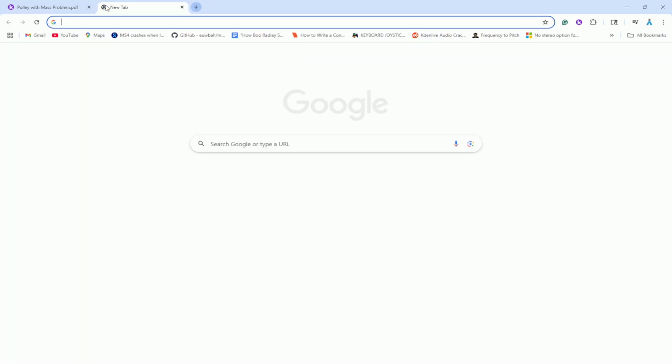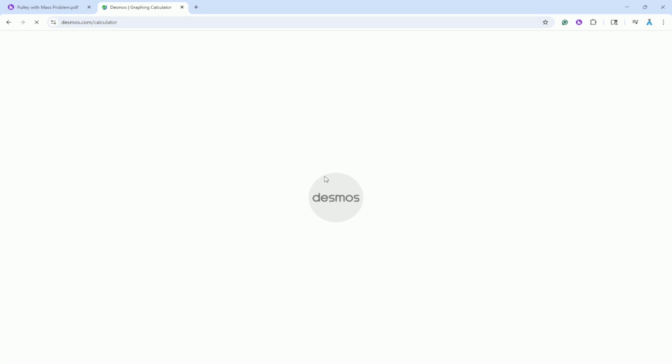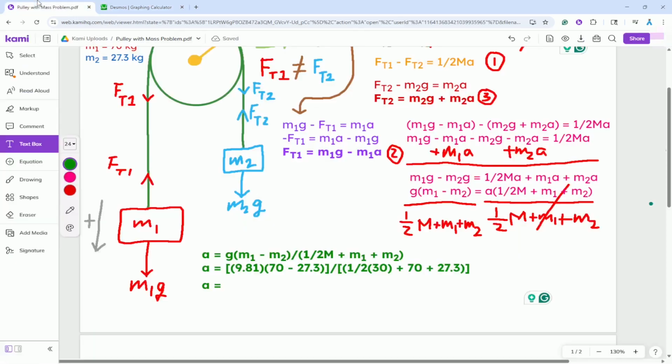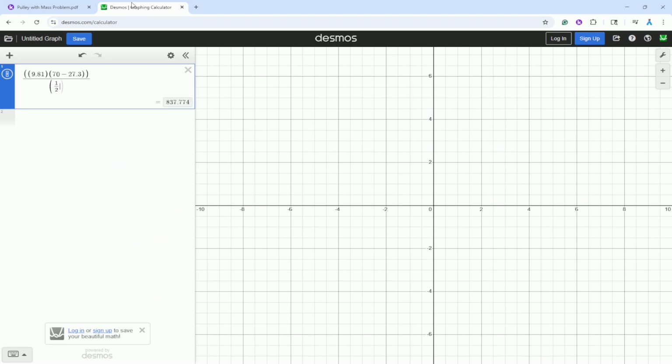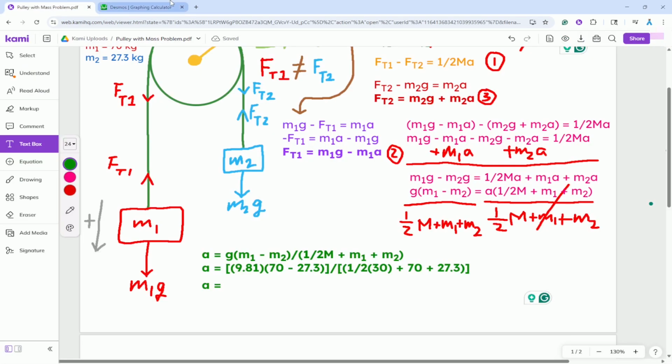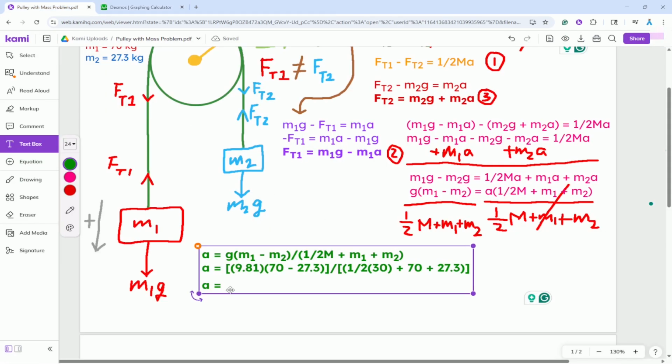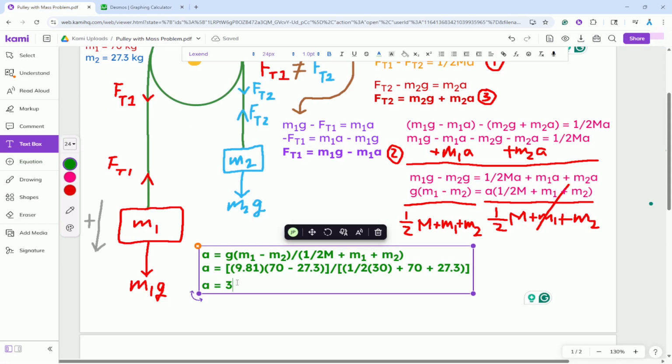let's pull up Desmos, shall we? Let's plug this into our calculator. You could just use double parentheses in decimals. 9.81 times 70 minus 27.3 divided by 1/2 of 30, which is 15. You don't need to calculate that if you don't want to. Plus 70 plus 27.3. And we get an acceleration of, rounded to 3 significant figures, A is 3.73 meters per second squared.